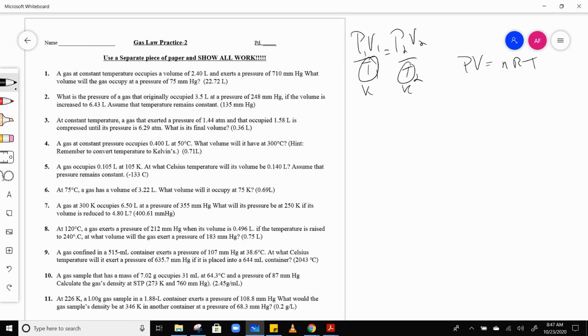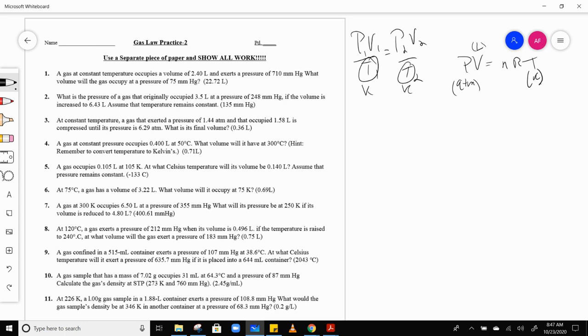However, if we use PV equals nRT, pressure has to be in atm, volume has to be in liters, n is moles, R is a constant, and T has to be in Kelvin. So just keep that in mind. When you take the quiz, you might want to have all that information readily available for you.